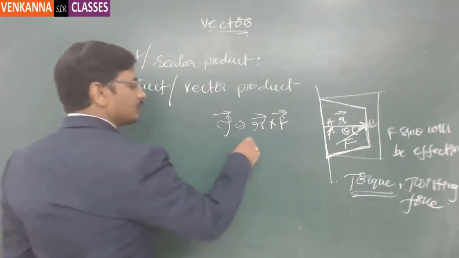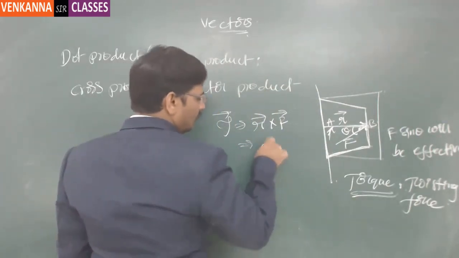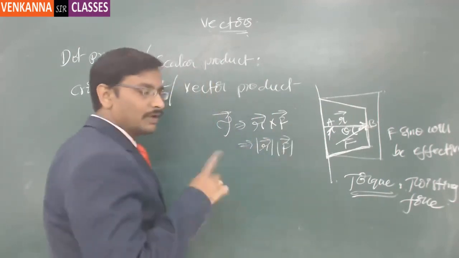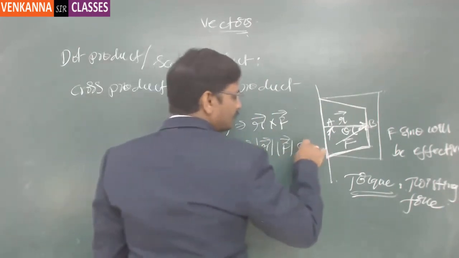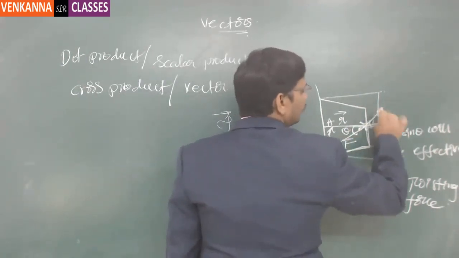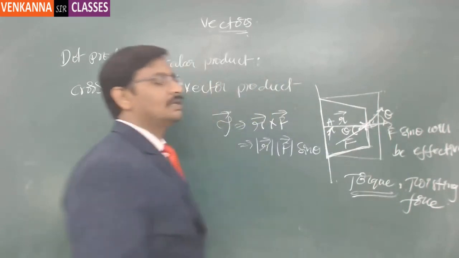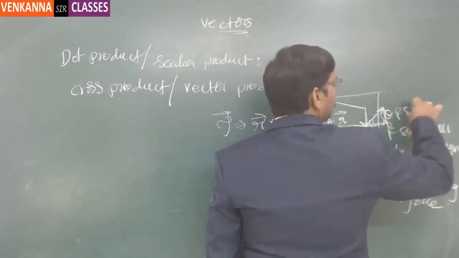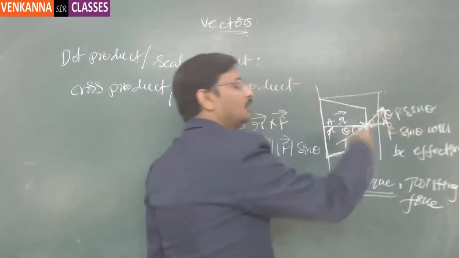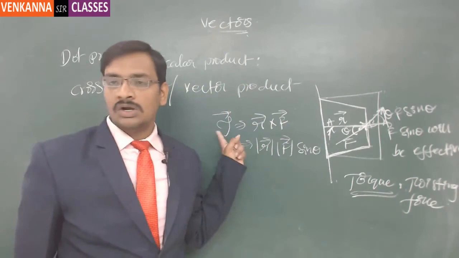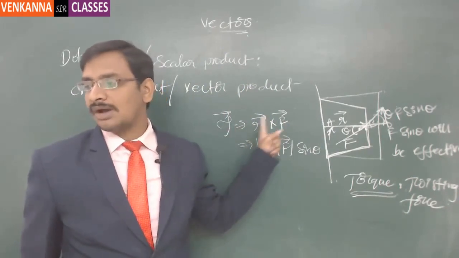So R cross F is defined as the magnitude of R and the magnitude of F, and the angle between them, that is F sin theta. So this is the R direction, this is the F direction, and this angle is theta. Obviously F sin theta is the component of the force which will be effective in moving the door inside. That's exactly the reason we call torque R cross F.